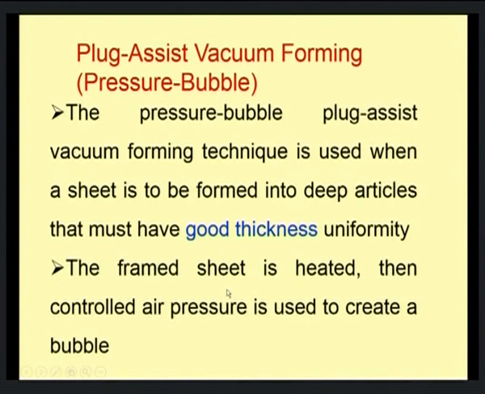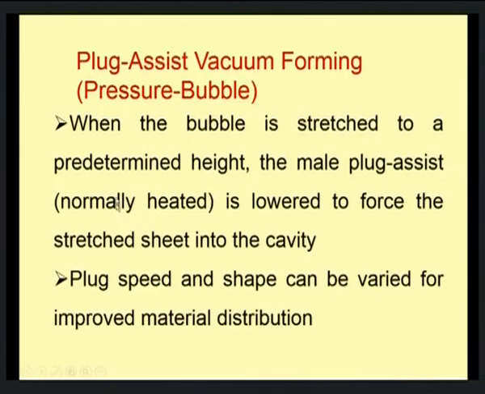The framed sheet as usual is heated, then controlled air pressure is used to create a bubble. The plastic sheet takes a shape as though it looks like a bubble. The extent to which the bubble has to be stretched can be predetermined, because that has a direct effect on the final mechanical properties of the product. The male plug assist, which is also normally heated, is lowered to force the stretched sheet into the cavity. The plug speed and shape can be varied.